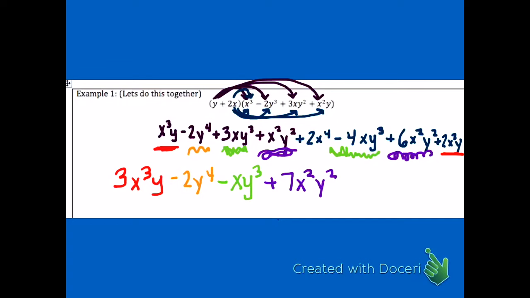And then I have my final term here of 2x to the fourth. So I would write that 2x to the fourth. And I've combined all my like terms.